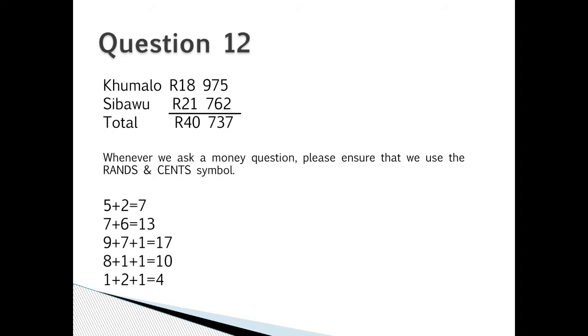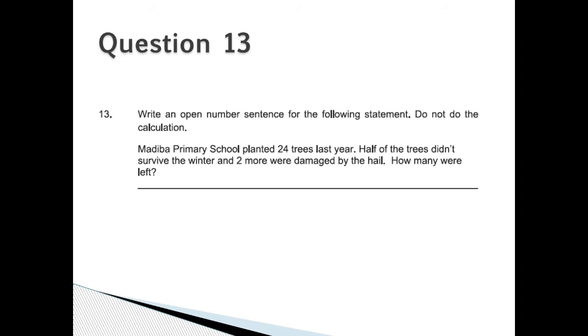So when you're looking at the sum, 5 plus 2 is equal to 7. You put down the 7, carry nothing. 7 plus 6 is equal to 13. You put down the 3, carry the 1. 9 plus 7 plus the 1 you carried equals 17. Put down the 7, carry the 1. 8 plus 1 is equal to 9, plus the 1 you carried equals 10. Put down the 0, carry the 1. 1 plus 2 plus the 1 you carried is equal to 4. That makes 40,737 rands.